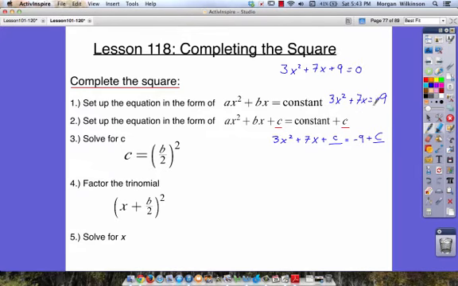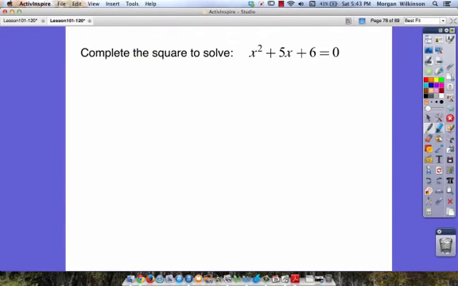Okay, let's go ahead and begin our first problem. We want to complete the square to solve. We have x squared plus 5x plus 6 equals 0. Now, we don't necessarily need to complete the square to solve this. We could take this trinomial and break it into two binomials, and we could factor to solve. Let's do that just to see what our answer is.